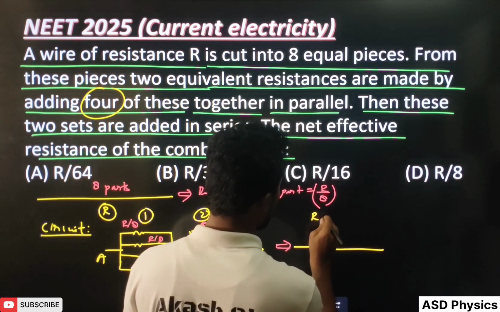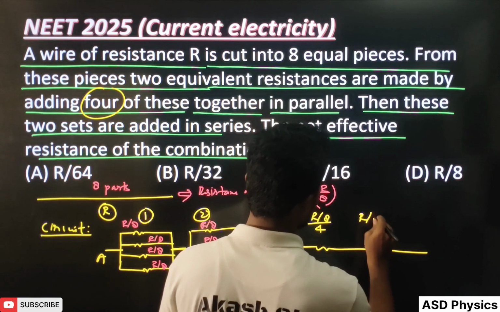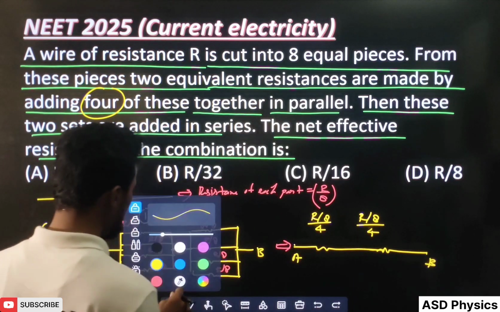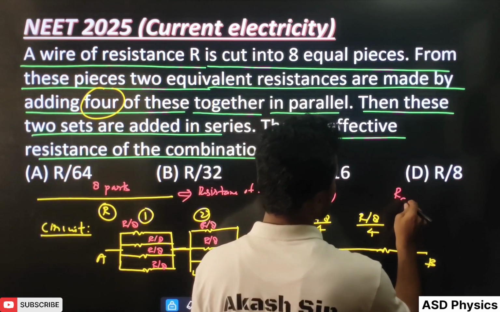It will be equivalent R by 8 by 4, is it? And here also, equivalent how much here? Remember that here R by 8 by 4, between point A and B. Then you know very well what is happening here. This and this are connected in series, is it? So the equivalent is given here.